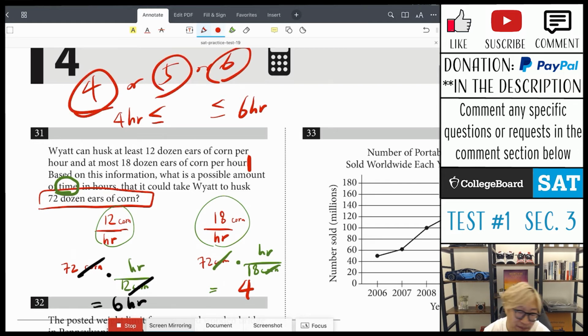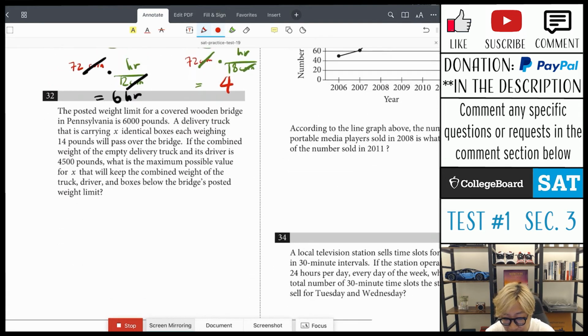Dude, I've met some students in the past who would literally just put down like 5.72 hours. I don't know why you would do that. Just put a nice number, man. Don't try to be rebellious for no reason.